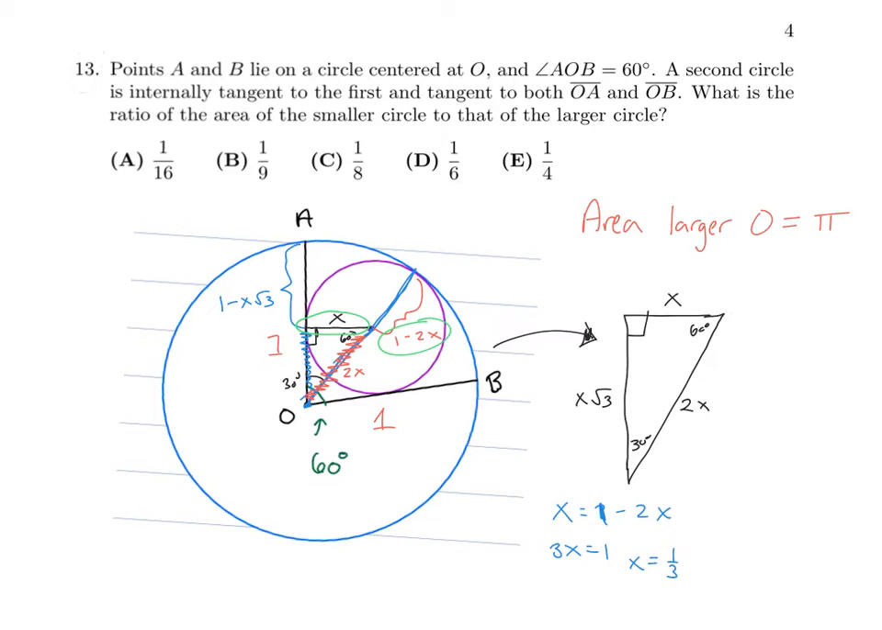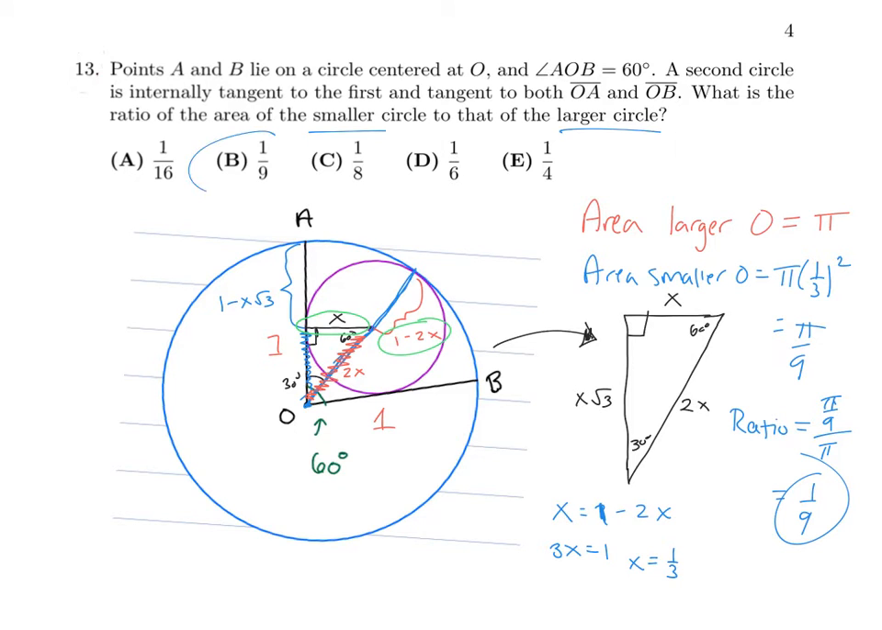And so therefore the area of the smaller circle would be pi r squared, which is pi over 9. And so then the ratio that we're looking for, the ratio of the smaller circle to the larger, would be pi over 9 divided by pi, which reduces to 1/9. So the answer should be B.